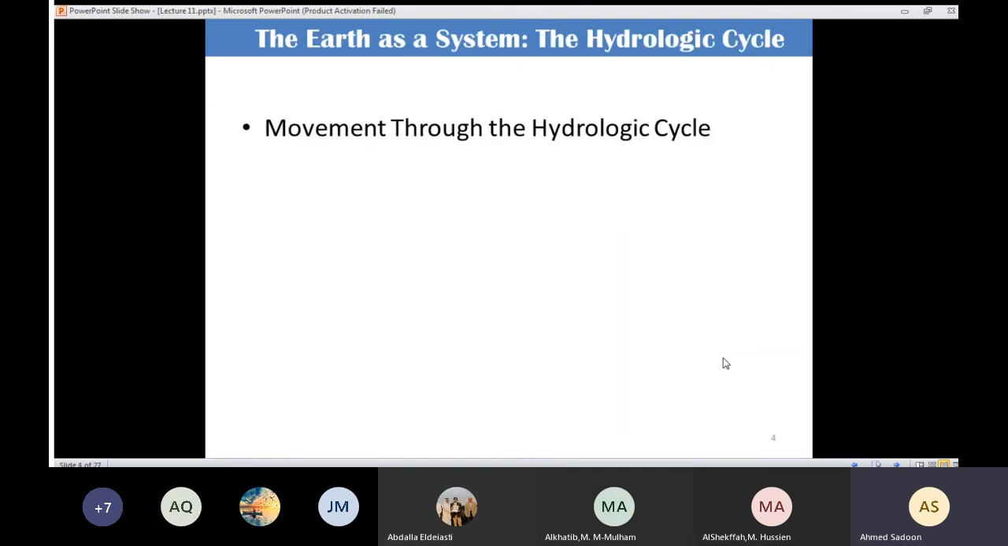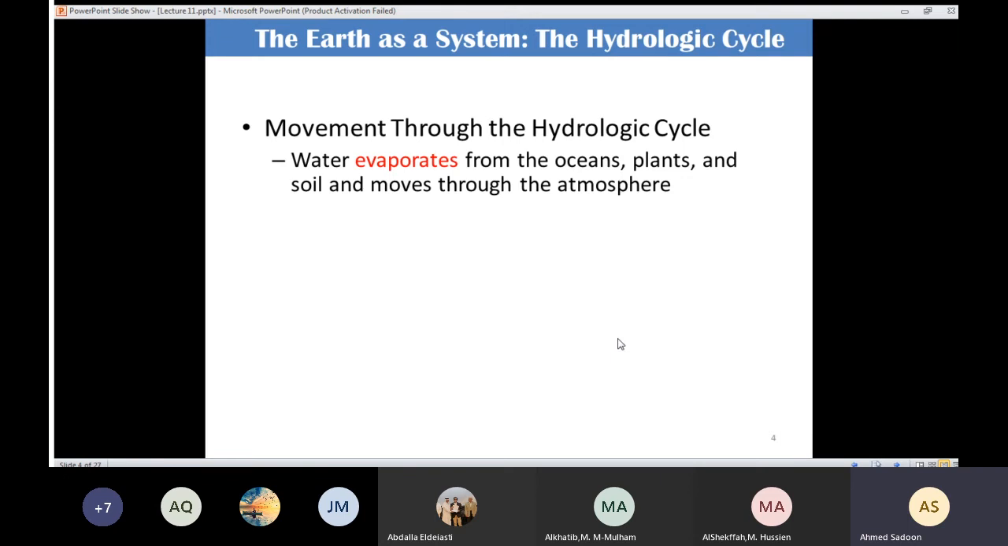We need to talk about the hydrologic cycle, the movement itself, how the water is going to move from one sphere to another. So in order to do that, we need to understand the evaporation process. When we say evaporation, it means the process by which the water changes from liquid to vapor. So water evaporates from the oceans, and also from plants and soil, and moves through the atmosphere. When it moves through the atmosphere, it condenses and forms clouds.